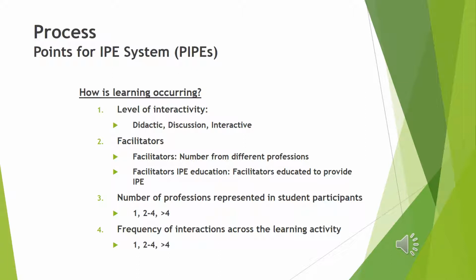The last criteria looked at under process is frequency of interaction across the learning activity. Did the students engage only 1 time? Did they meet 2 to 4 times or more than 4 times?